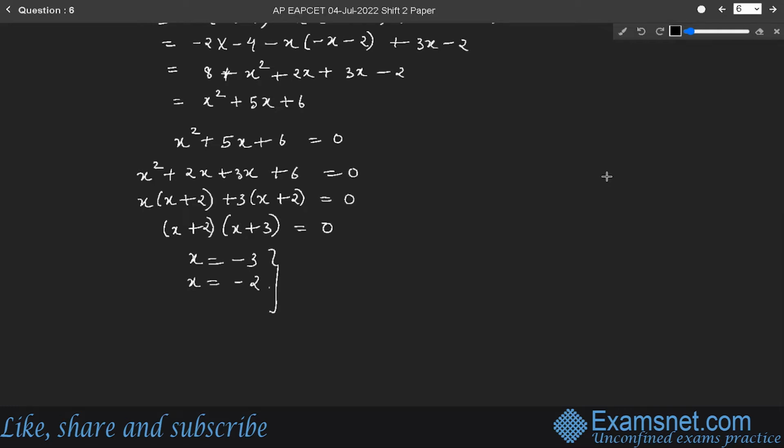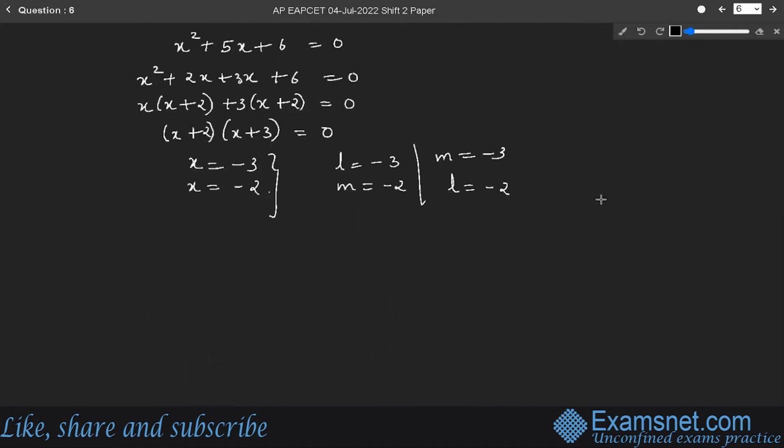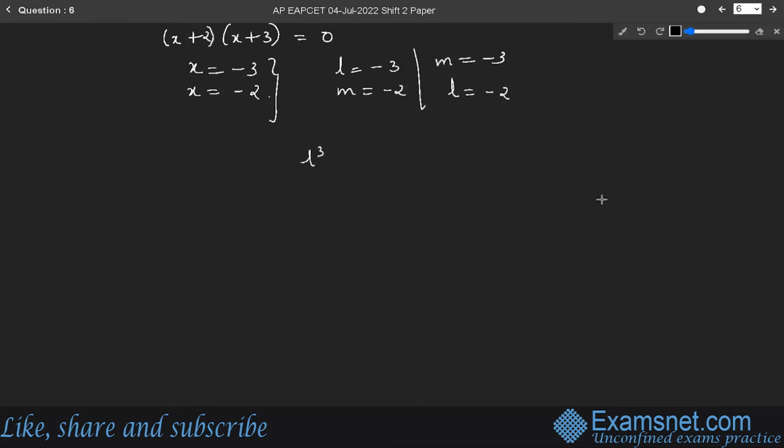We know that L and M are the roots of the equation, which means that L and M both satisfy the equation. So L will be minus 3 and M will be minus 2, or we can also say that M will be minus 3 and L will be minus 2. Now we have to find the value for L cube minus M cube. Taking L equal to minus 2 and M equal to minus 3, it will be minus 2 whole cube minus minus 3 whole cube.